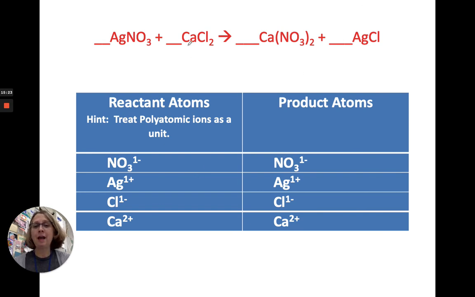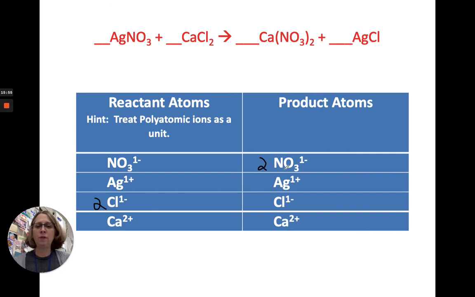You can see that calcium chloride is the correct formula because calcium's a 2+ and chloride is a 1-. And actually on the reactant side, we have 2 of these, right? So we've got 1 nitrate, 1 silver, 2 chloride ions and 1 calcium ion. Now on the product side, we've got actually 2 nitrates. That's what that parentheses 2 is. We've got 1 of everything else. So we've got to figure out a way to balance this.